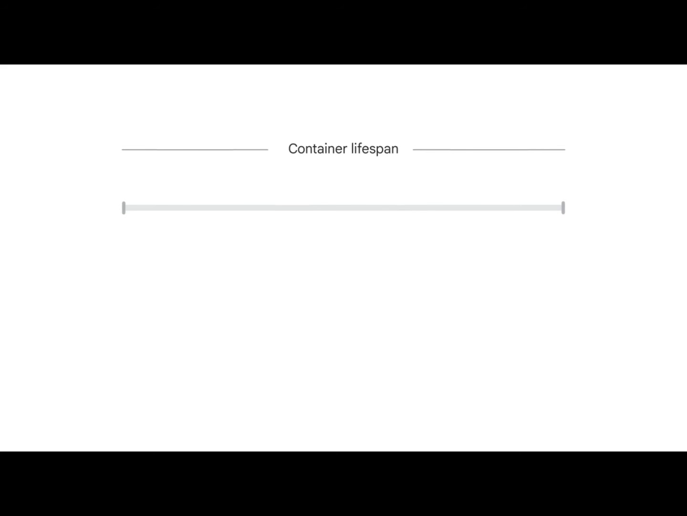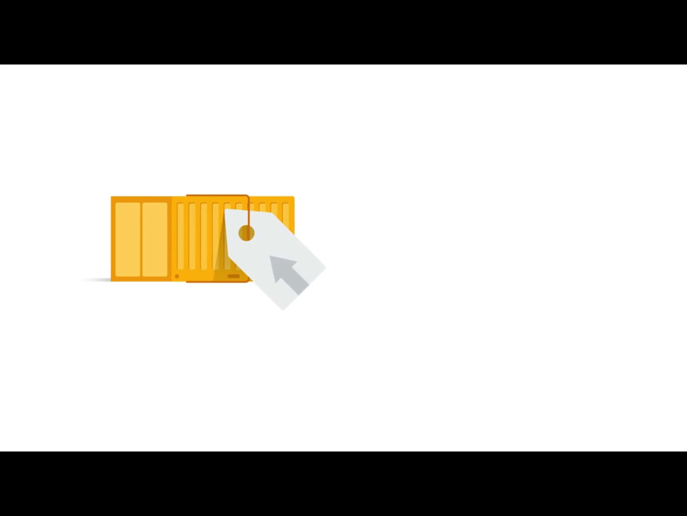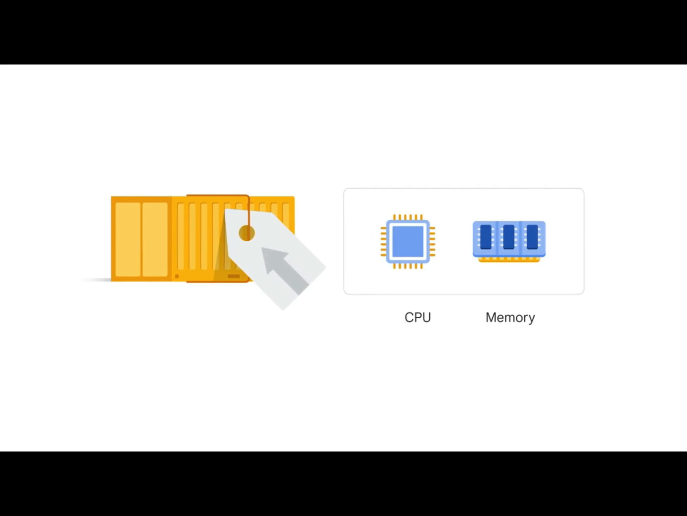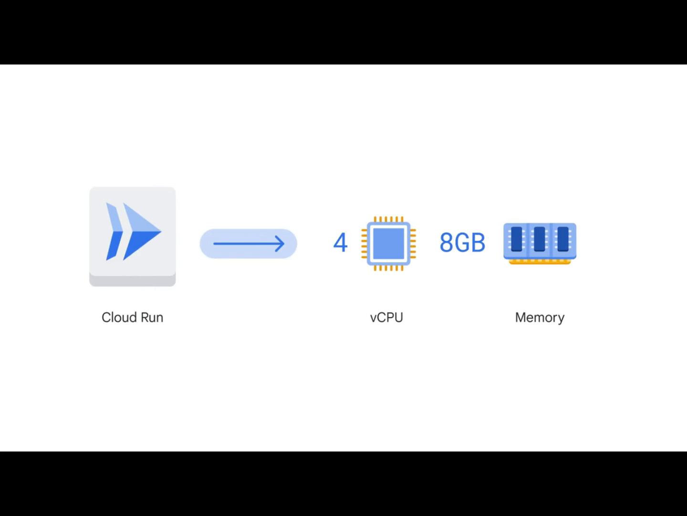The pricing model on Cloud Run is unique, as you only pay for the system resources you use while a container is handling web requests with a granularity of 100 milliseconds, and when it's starting or shutting down. You don't pay for anything if your container doesn't handle requests. Additionally, there is a small fee for every 1 million requests you serve. The price of container time increases with CPU and memory. A container with more vCPU and memory is more expensive. Today, Cloud Run can allocate up to 4 vCPUs and 8 GB of memory.